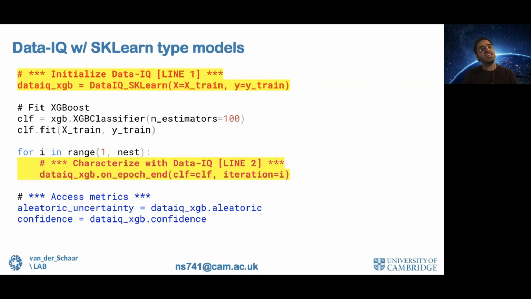Similarly, for an sklearn model, it's just as easy. You instantiate Data IQ once, pass in your training data, and post-training, call Data IQ one more time to audit your training data set, and we can compute the metrics right at the end. So you can see it's really easy to get started with Data IQ and apply it on your own data sets to start this auditing process without even fundamentally changing any of your training procedures.